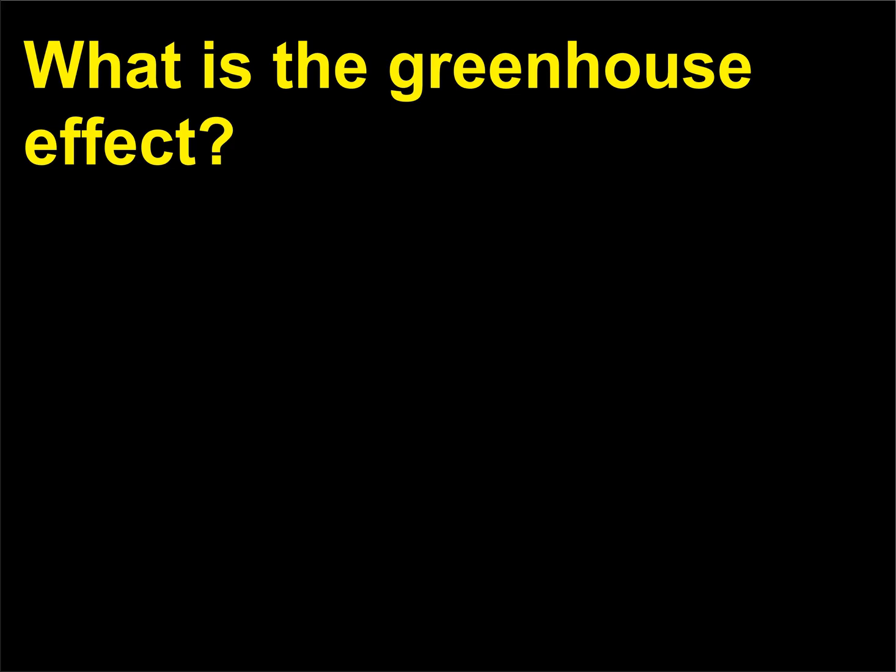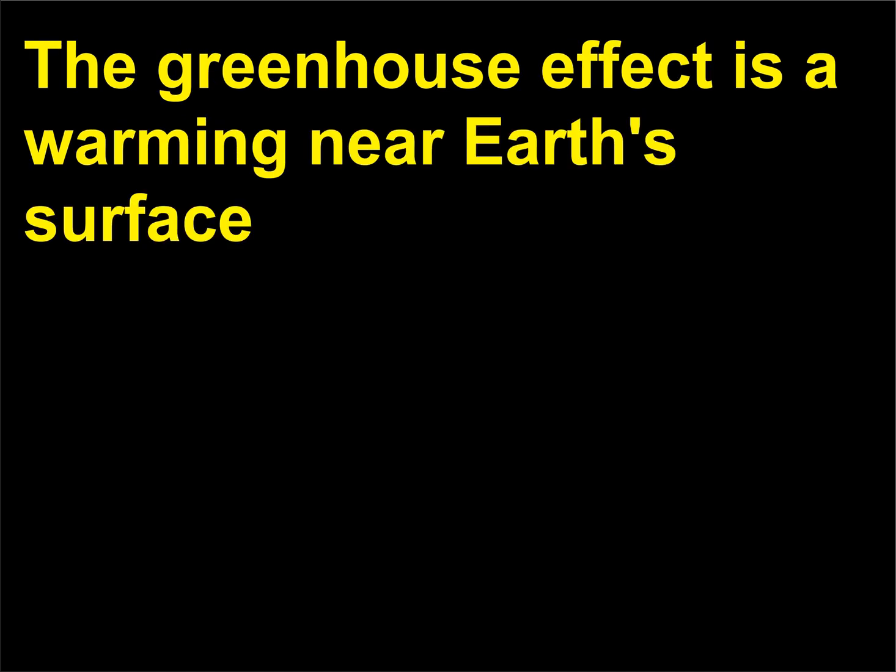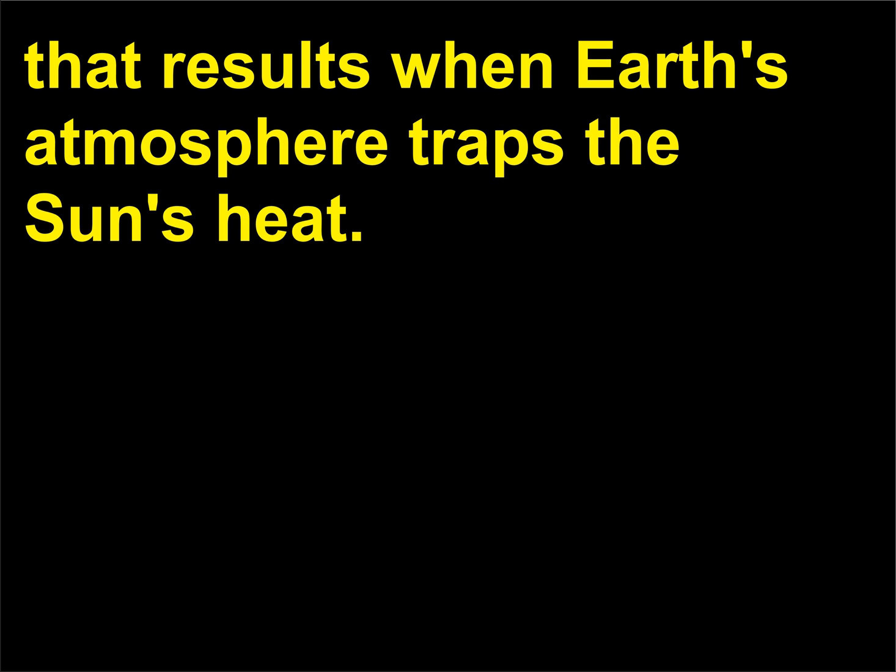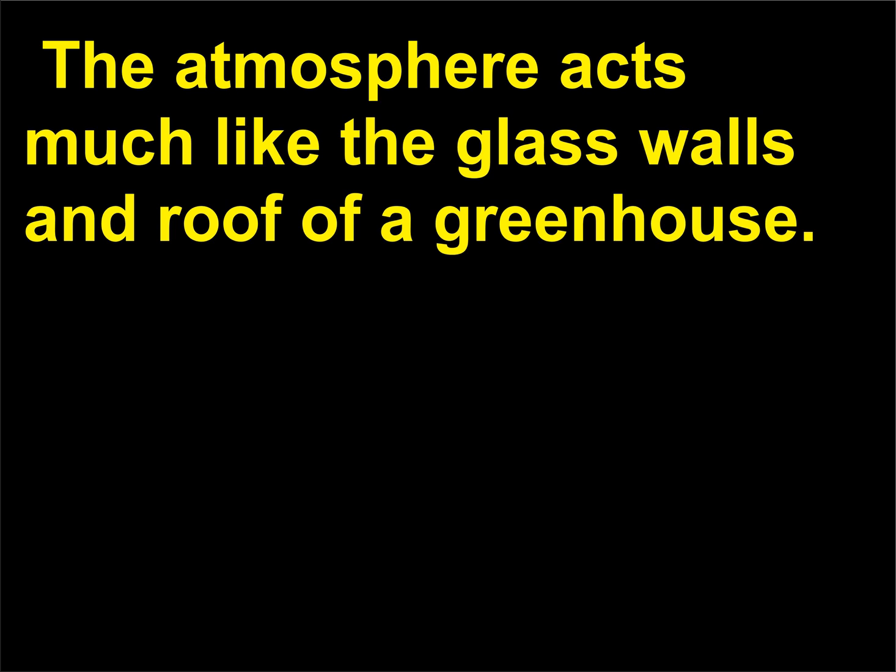What is the greenhouse effect? The greenhouse effect is a warming near Earth's surface that results when Earth's atmosphere traps the sun's heat. The atmosphere acts much like the glass walls and roof of a greenhouse.